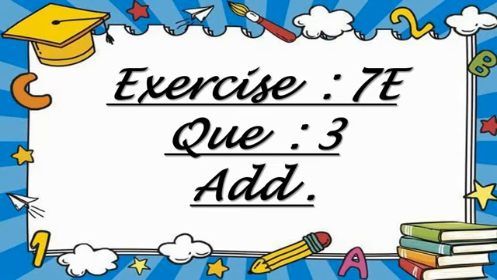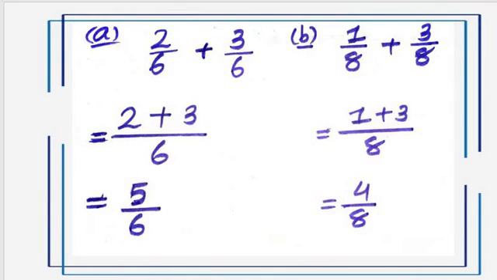So now let's start with question number 3, parts A and B. Let's check question A and question B, my dear students. What is question A? 2 upon 6. See here, my dear students: 2 upon 6 plus 3 upon 6.